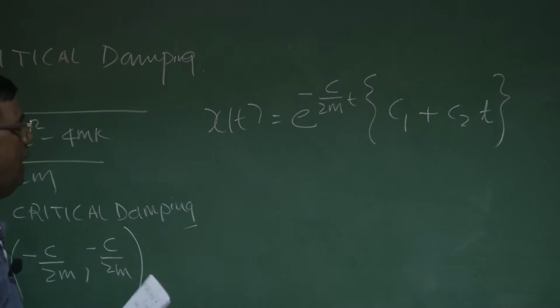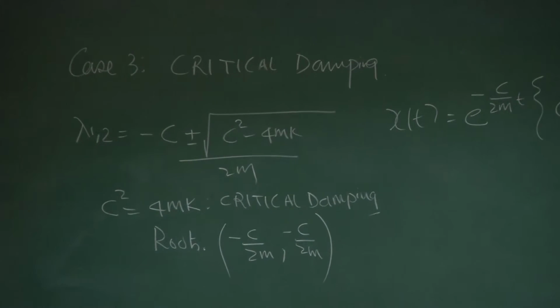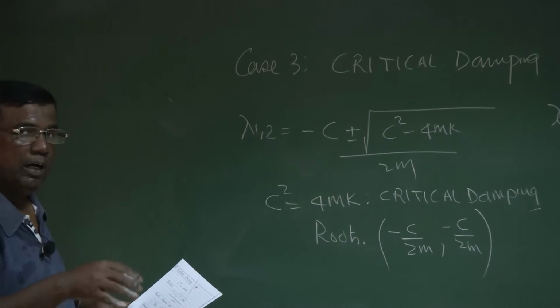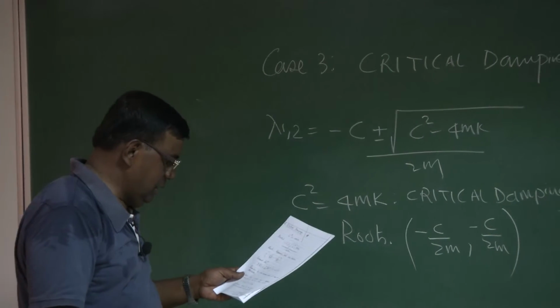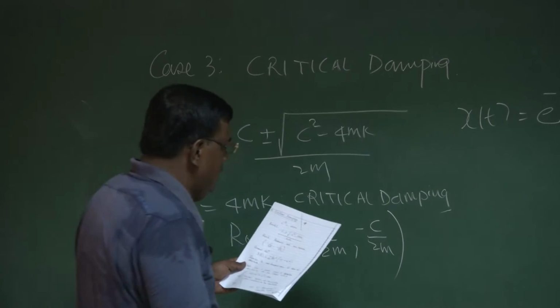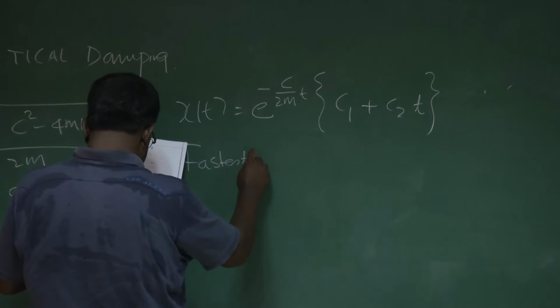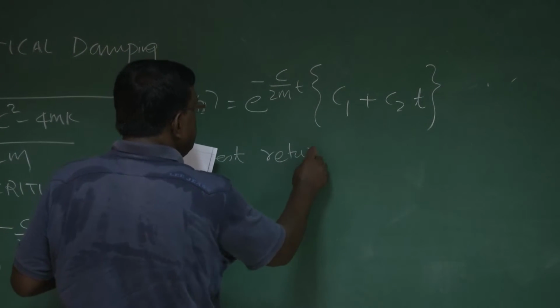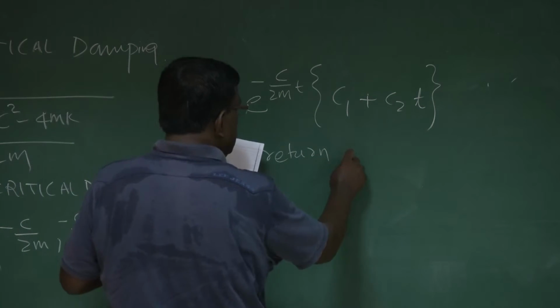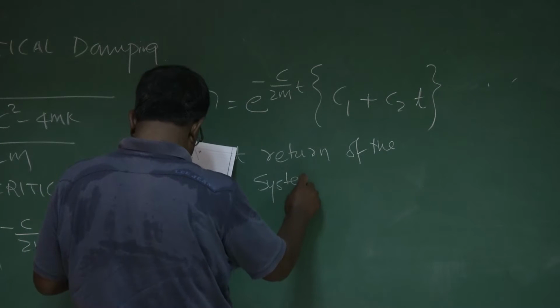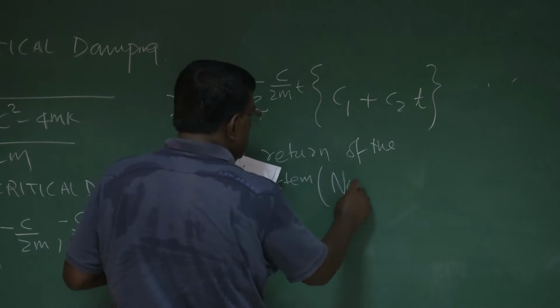In fact, you'll see that this response is the fastest response among all the three. It takes shorter time to come back to the equilibrium. Okay. We'll see that. And it is also said that it is the fastest return of the system which is non-oscillatory.